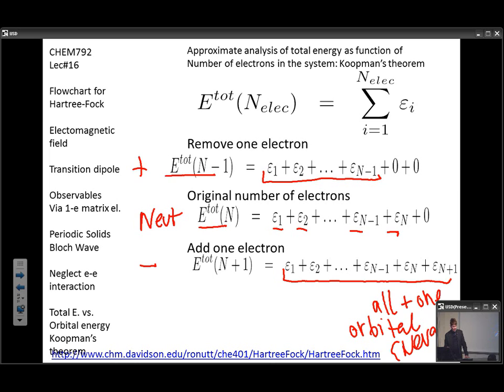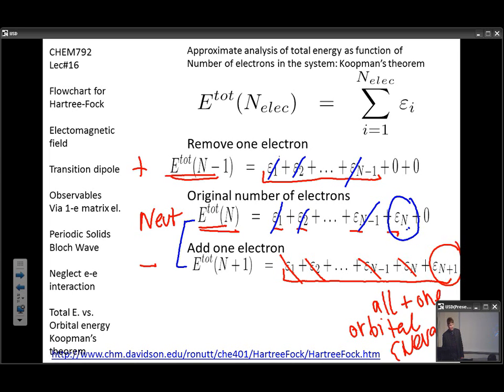And subtracting those values within this approximation, if we subtract this one minus this one, we are going to get only the energy of the last orbital. So if you subtract, then all those will cancel, right? If you subtract these two, then we will get a subtraction of everything except this one.